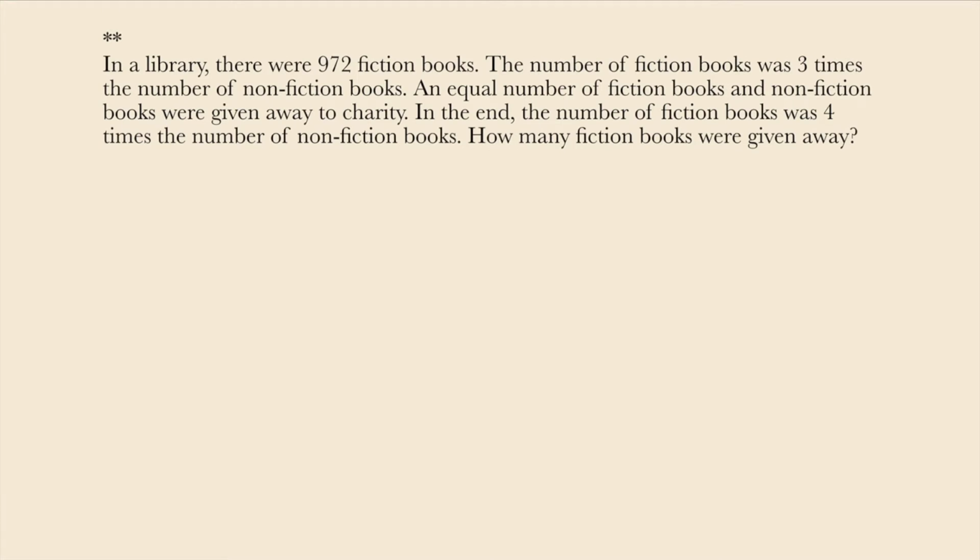In the library, there were 972 fiction books. The number of fiction books was 3 times the number of non-fiction books. Now, we were just told the actual number of fiction books, and this is 3 times of non-fiction books. So, given that this is 3 units, then non-fiction books must be 1 unit. So the first step would be to take 972 divided by 3 to find the actual number of non-fiction books.